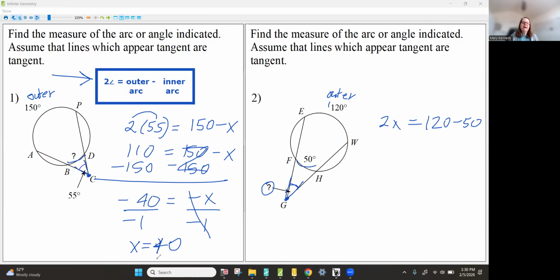And so that is kind of nice because we know that angle measures have to be positive numbers, and so 40 degrees makes sense. So 40 degrees for this inner angle.